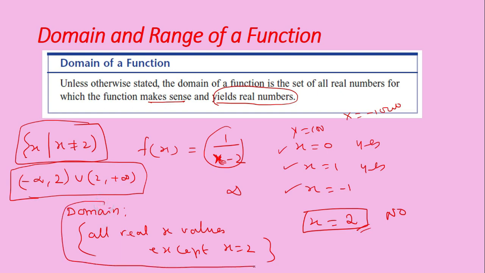It means you can give any value for x as an input, there will be a real number output except the value x is equal to 2. Okay, so all these are the different expressions of the domain. Clear? Now the question is, what is the range of the same function?